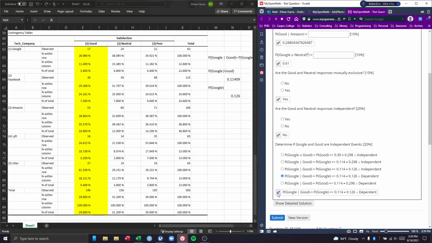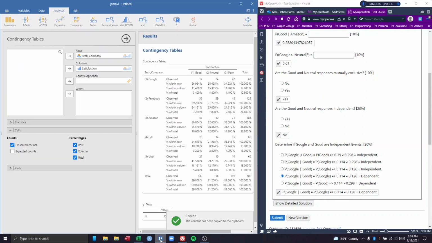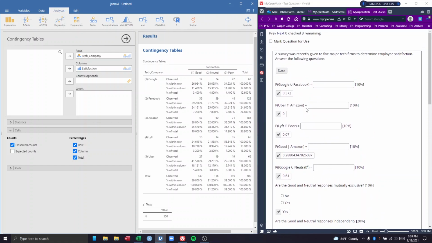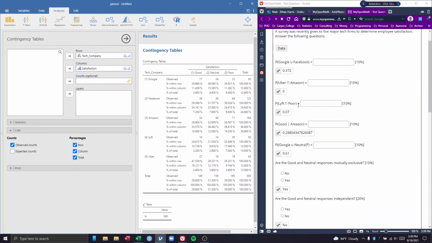So that's how you go through and use our contingency table. These are all the tricks that Jamovi has to help us out with our contingency tables and to help us facilitate answering these questions inside of MyOpenMath, and how we can use our contingency tables to answer basic probability questions. Good luck on your application of these principles.